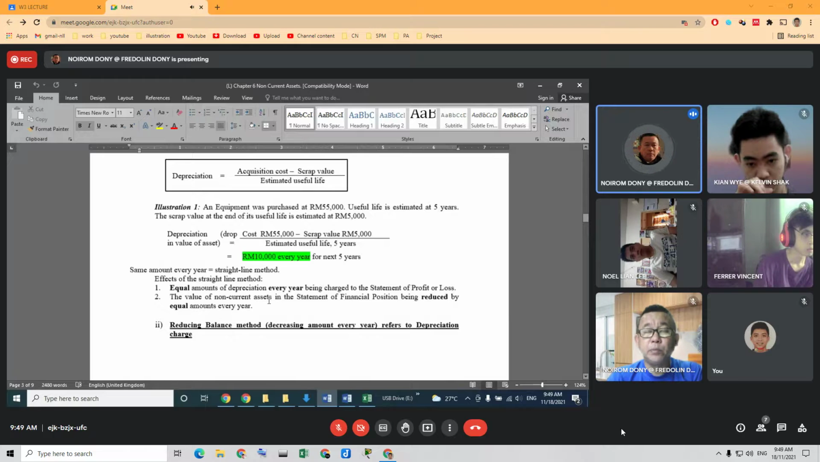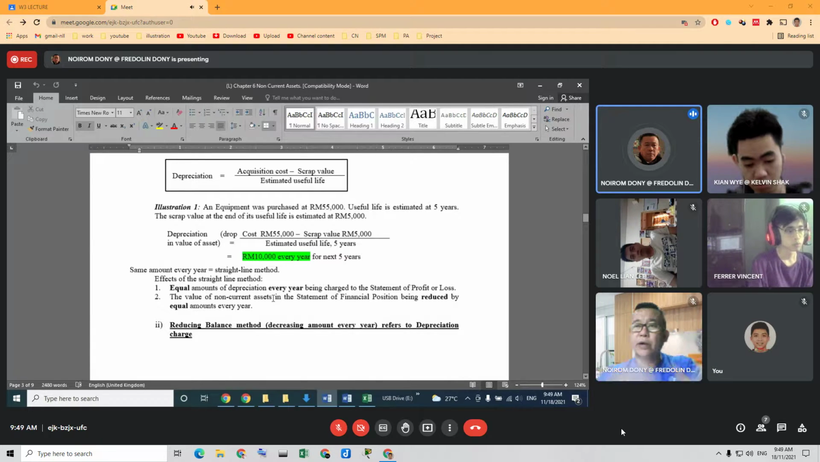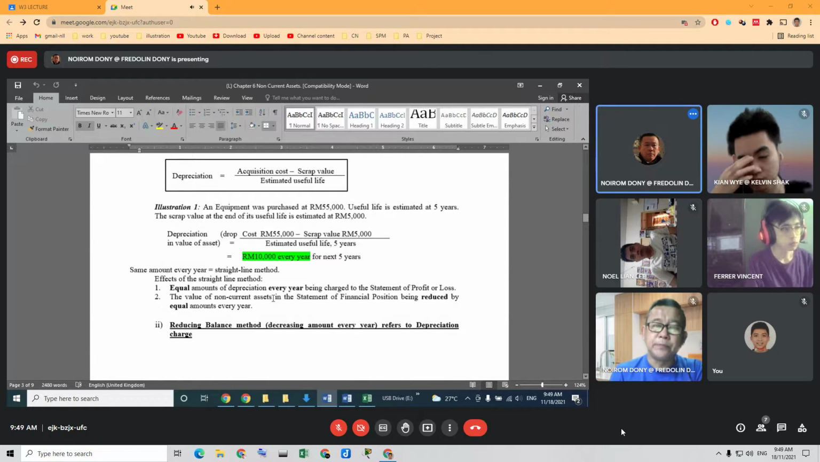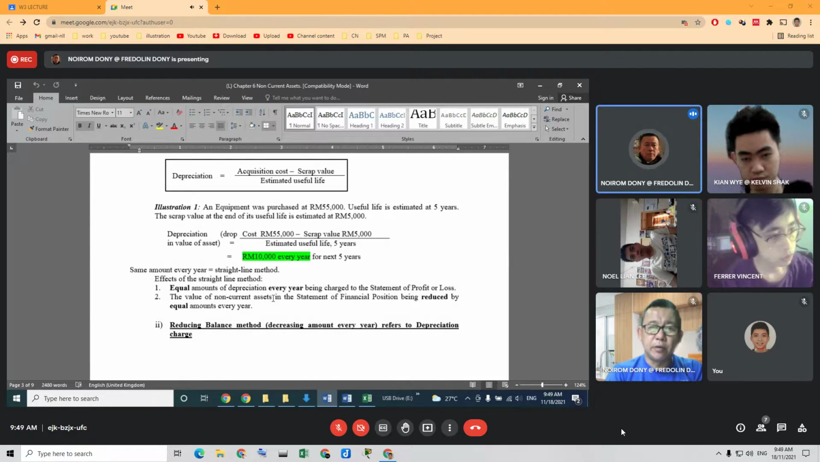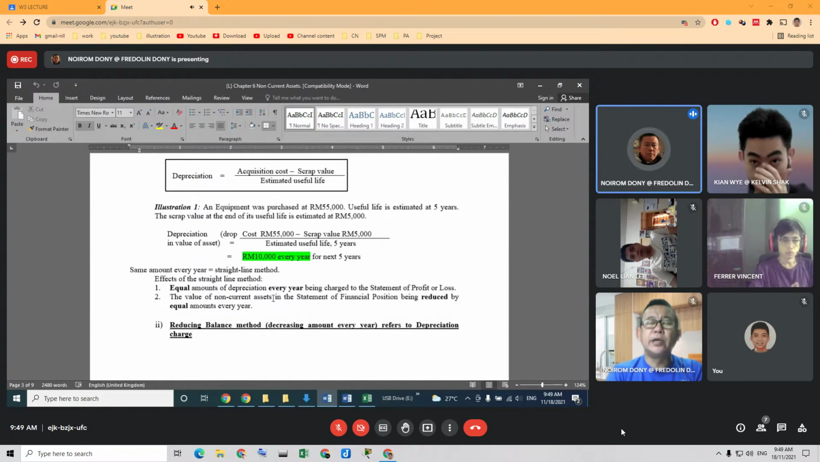because it will be put into the accumulated depreciation, isn't it? Okay, and then the accumulated depreciation will be carried forward from one year to another year. So that's why when you minus it from the non-current asset, like what we have just now, it will reduce the non-current asset, that is the carrying value, which will be reduced by the same amount, 10,000, 10,000 every year.